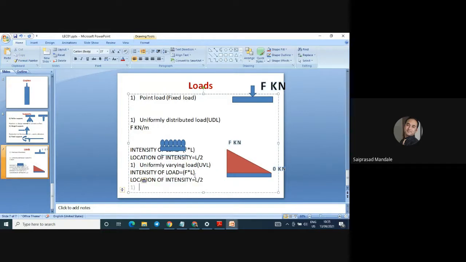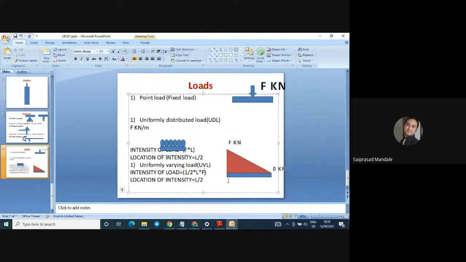How to calculate its intensity? The intensity of the loading is nothing but the area under the triangle. The area of the triangle is 1 by 2, half into length. Say it has a base of length L, half into width, which is F. So half into length into width, with F as the intensity, is the total intensity.